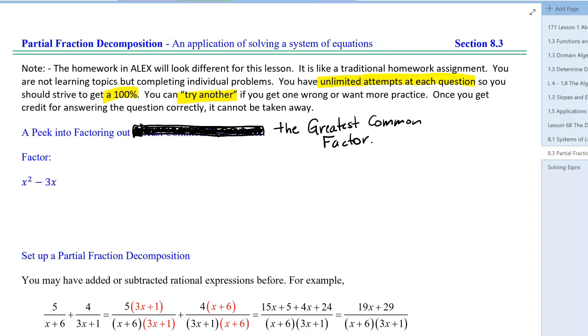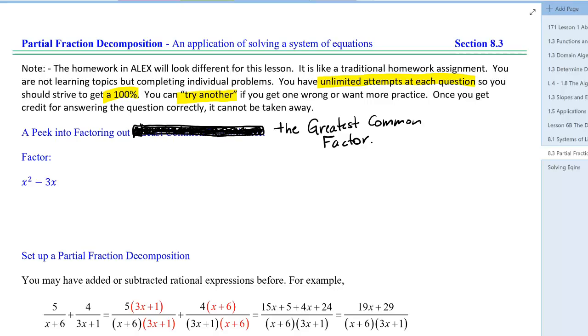This video is Lesson 8, Partial Fraction Decomposition, which is an application of solving a system of linear equations like we did in Lesson 7. It's also another peek into calculus work.